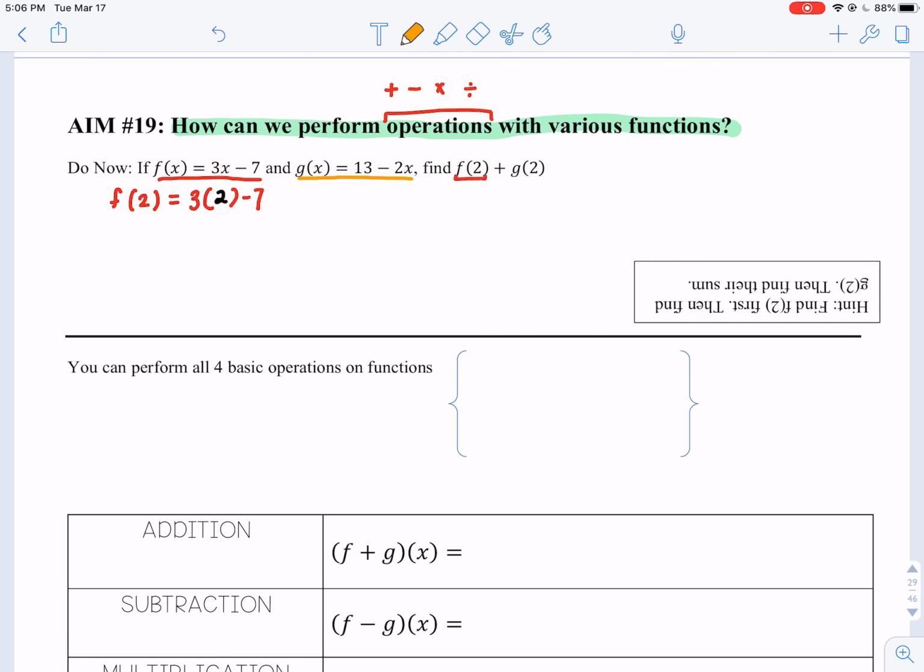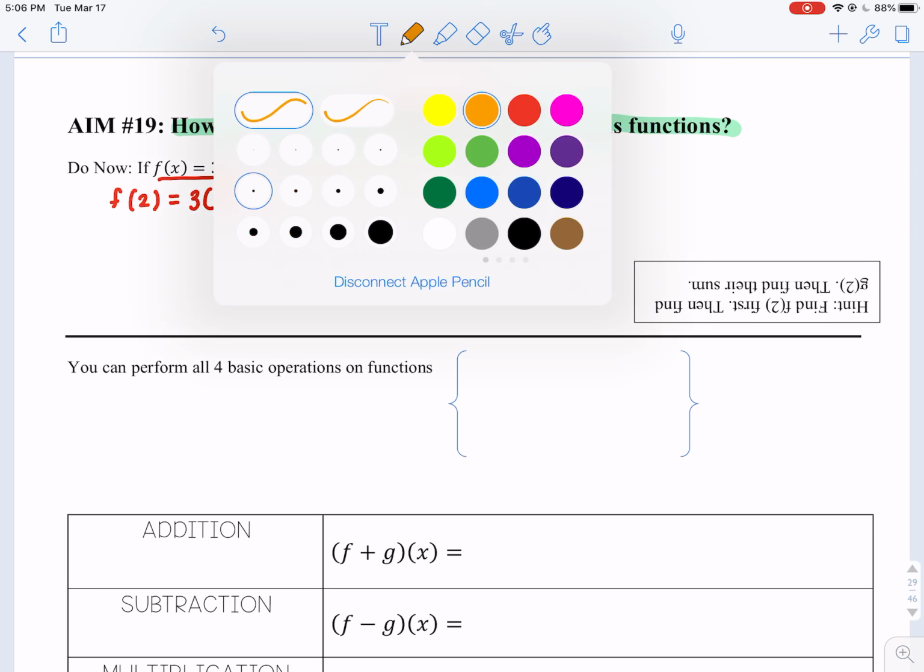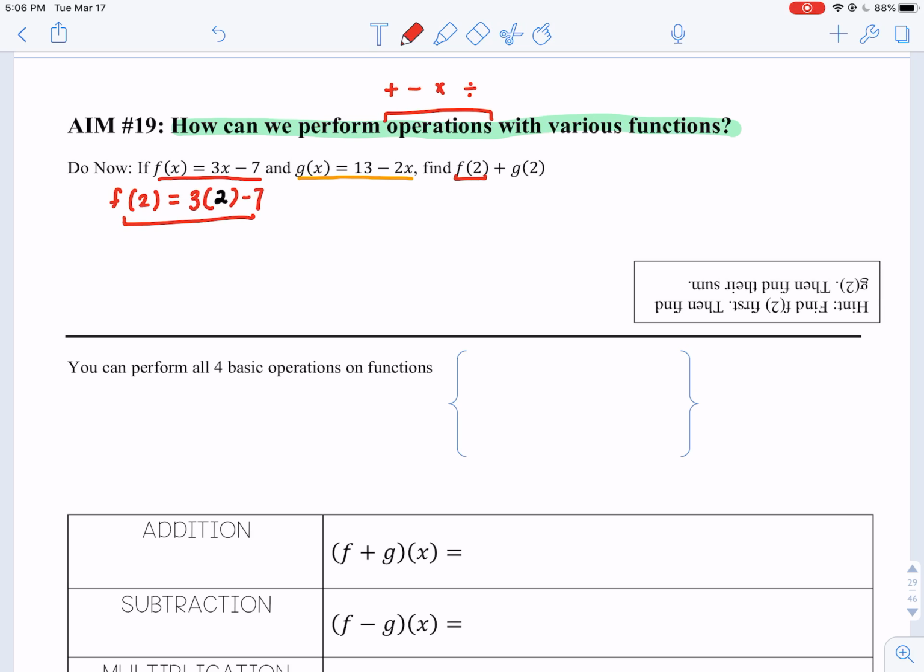We're going to plug this into our calculator. Pull out your calculator, please. And I have f of 2. F of 2 is going to equal negative 1. So that is f of 2.